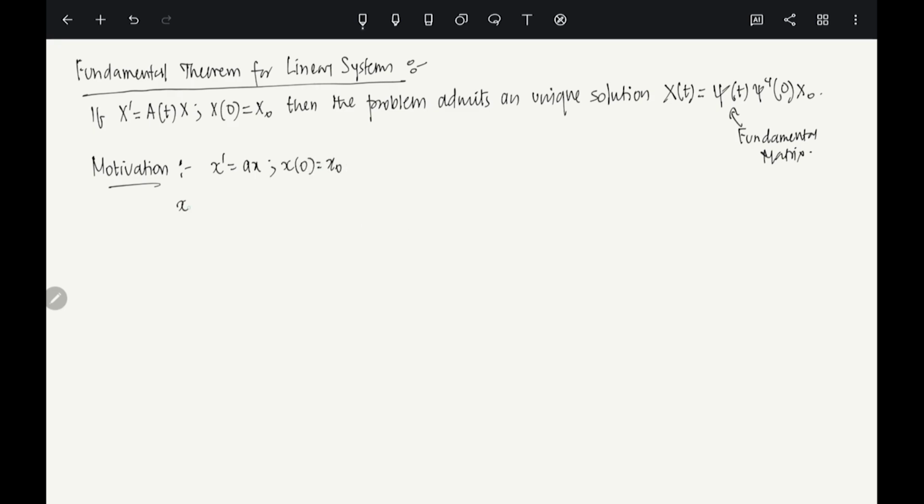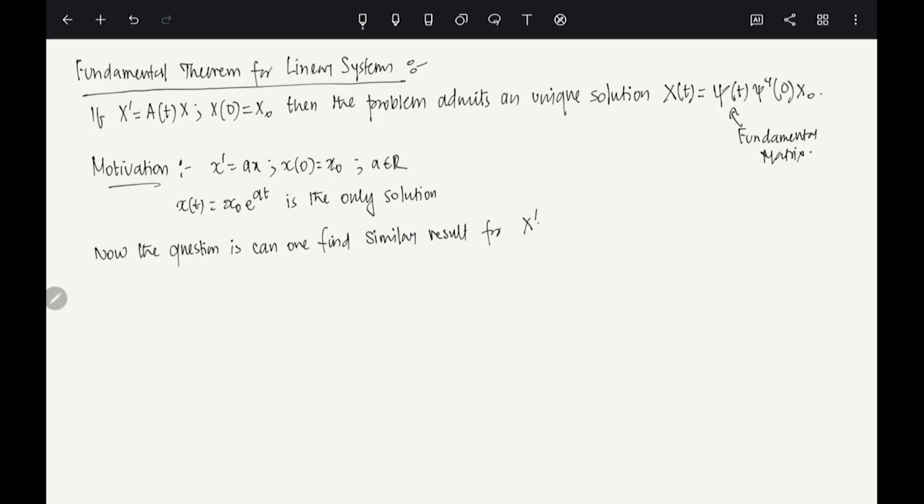You can easily check that x of t equals x naught times e power at is a solution, and the only solution, where a is in R, given. Now from here we can motivate ourselves. The question is, can one find similar results for x prime equals Ax, x at the point 0 is x naught? I am writing 0, you can take it to be t naught, no problem.